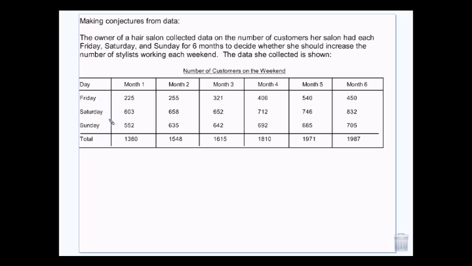Do I need to look at Friday, Saturday, and Sunday, or can I just look at the totals? The totals, right? And I'm going up, I'm going up, I'm going up, I'm going up, and I'm going up. So she's going up every month in the number of people that come in on the weekend. So the conjecture, well, sorry, not the conjecture, the pattern is that the number of customers is increasing.